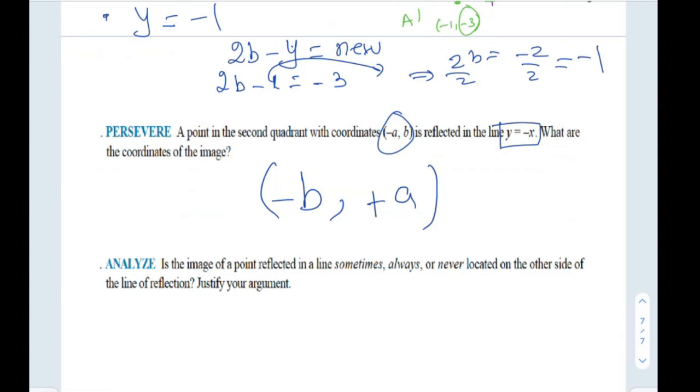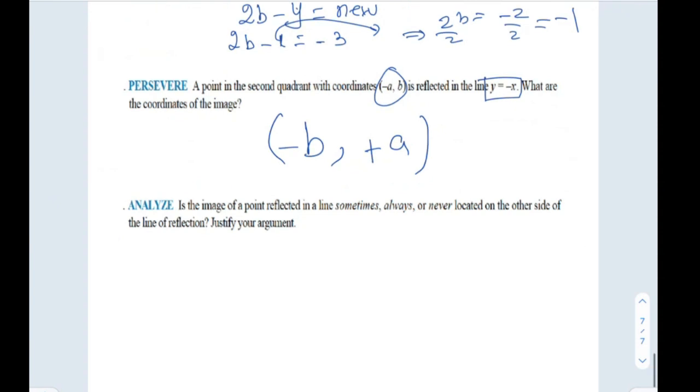Last question here. Is the image of a point reflected in a line sometimes, always, or never located on the other side of the line of reflection? In most of the cases, if the point was here, the reflection was on the other side. If it was here and you want to reflect here, it will be the reflection to the other side. But there is one case only, when it is exactly on the line of reflection, and we discussed that before.